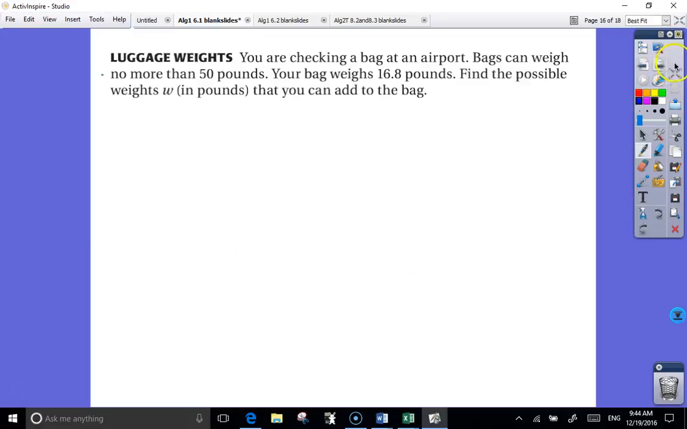Okay, you are checking a bag at an airport. Bags can weigh no more than 50 pounds. Your bag weighs 16.8 pounds, right? Find the possible weights, W, in pounds that you can add to the bag. So let's see. Your bag already weighs 16.8, right? You're going to add W, and what's the inequality symbol with respect to that 50? It's got to be less than or equal to 50. So if you wanted to represent this with an inequality, that's what it is. Now solve to find out how much you can add.